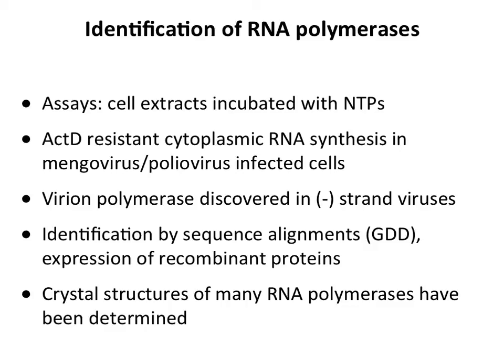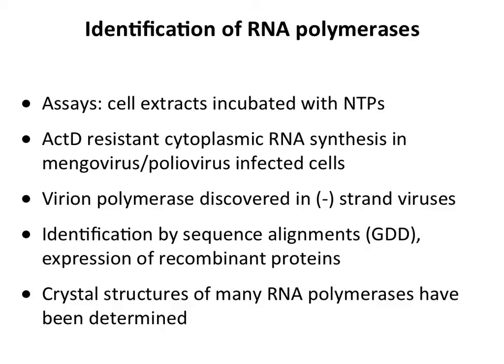Eventually, people figured out that if the virus had a minus strand genome, then the polymerase would probably be in the particle. Remember, because the minus strand, when it gets into the cell, it can't be translated. It would have to be copied. So people reasoned there must be a polymerase in there. They looked for them and they found them.